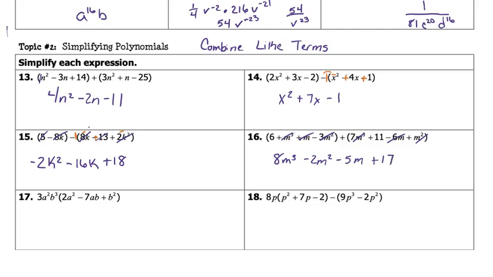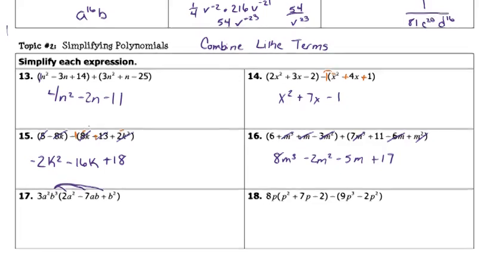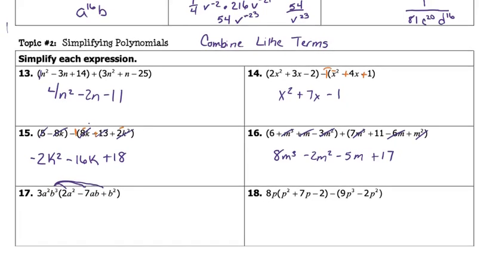All right, up next I have number 17. Oh, number 17 I'm not adding or subtracting. When I have a number right next to this parentheses, that means I'm going to multiply. So this is just distribution. So I'm going to distribute the outside term to everybody inside. So I'll start with 3a squared b to the third times the 2a squared. Well, 3 times 2 is 6. A squared and a squared is a to the fourth. And there's not another b, so I'm just going to rewrite the b to the third.